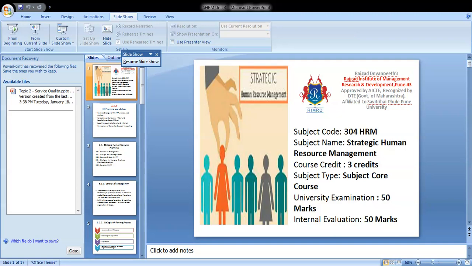Then the last step in the process of job analysis is information processing. After data collection, the information is processed in order to make it useful for HR functions, and job description and job specification are the most common outputs received after the job analysis.